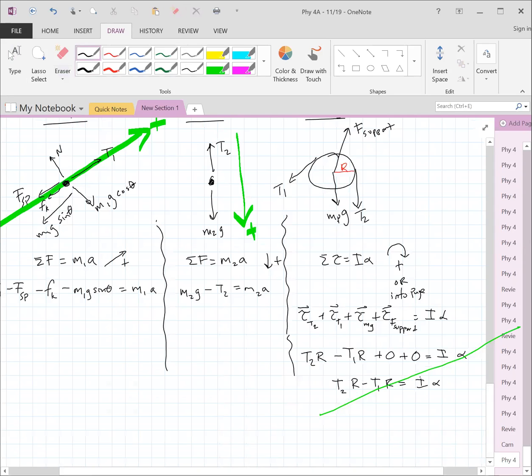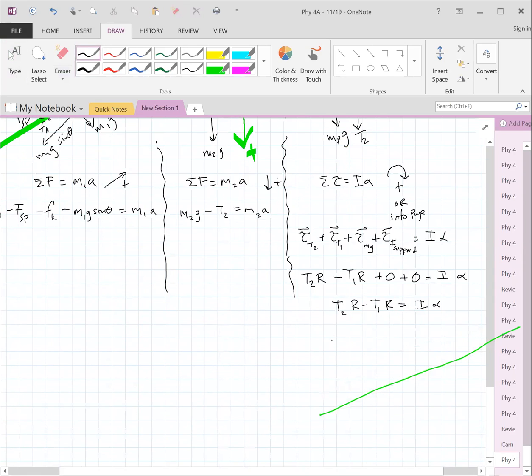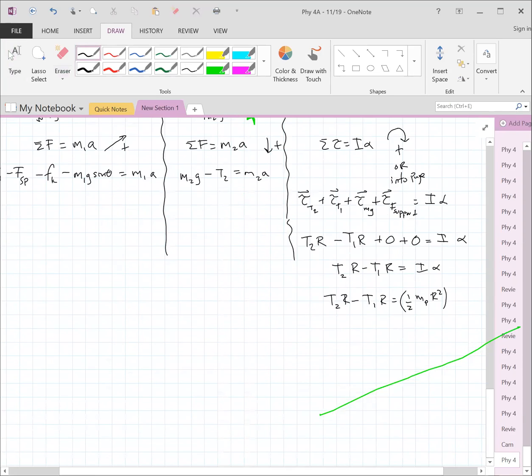And we know what I is for a solid disk. This is a pulley with a solid disk, right? So let's put that in. 1/2 mass of the pulley R squared. And we know that alpha and a are related to one another. a is equal to R alpha. So alpha is a over R. And the left side of the equation has an R in it. So when we bring that over to the other side, all the R's cancel out.